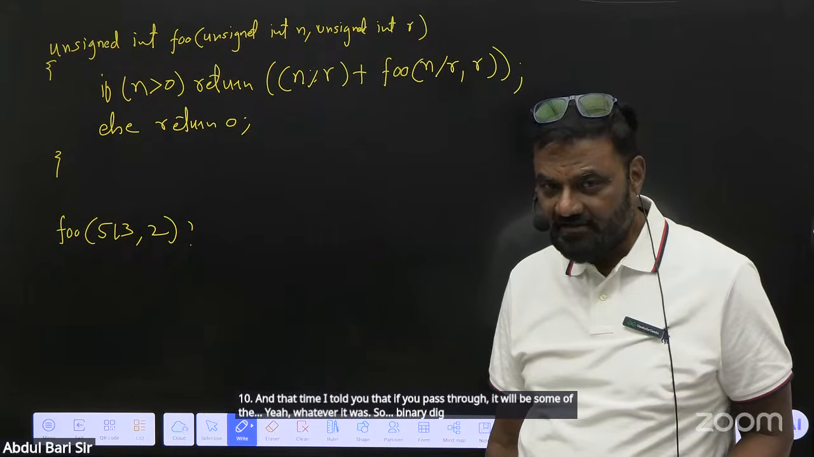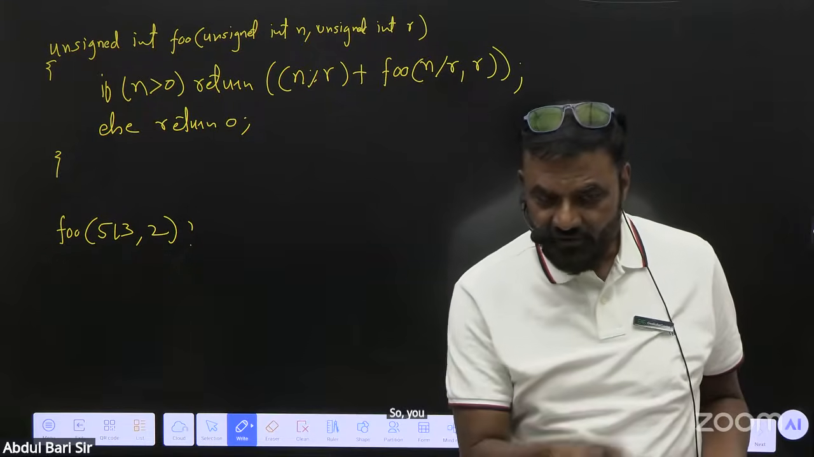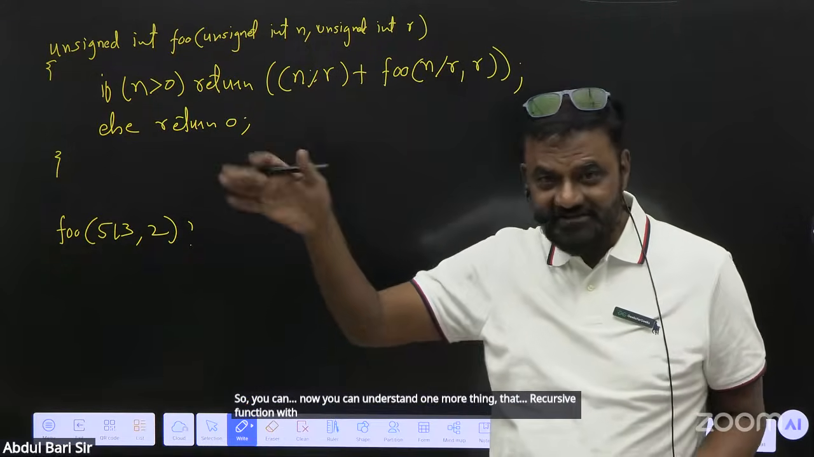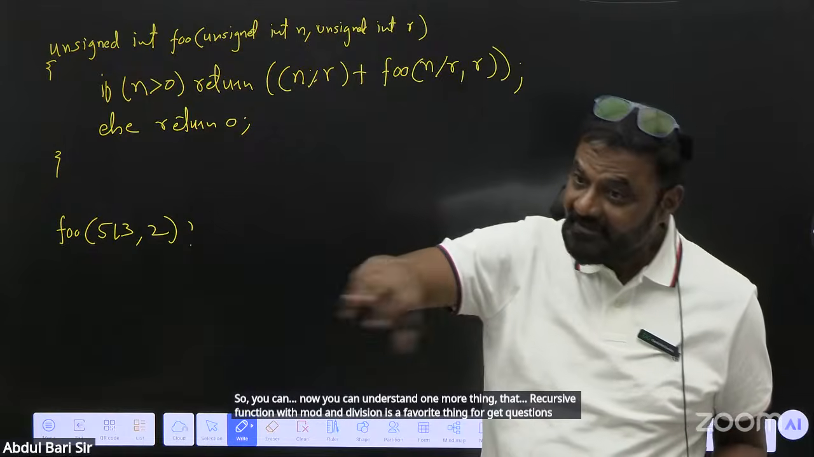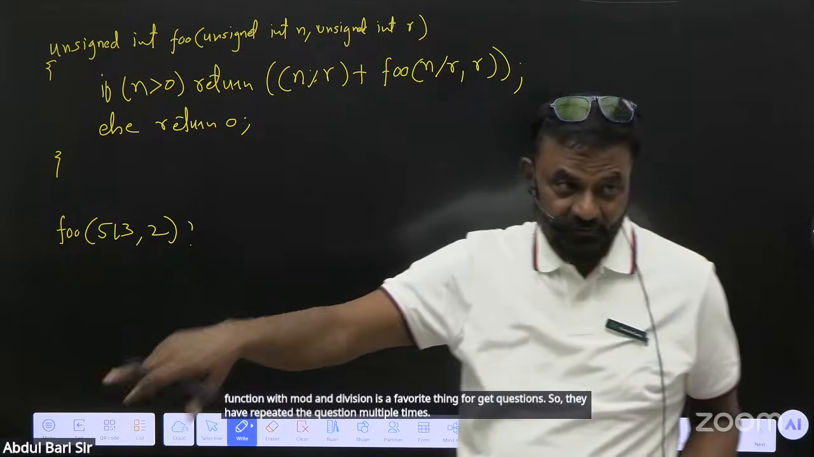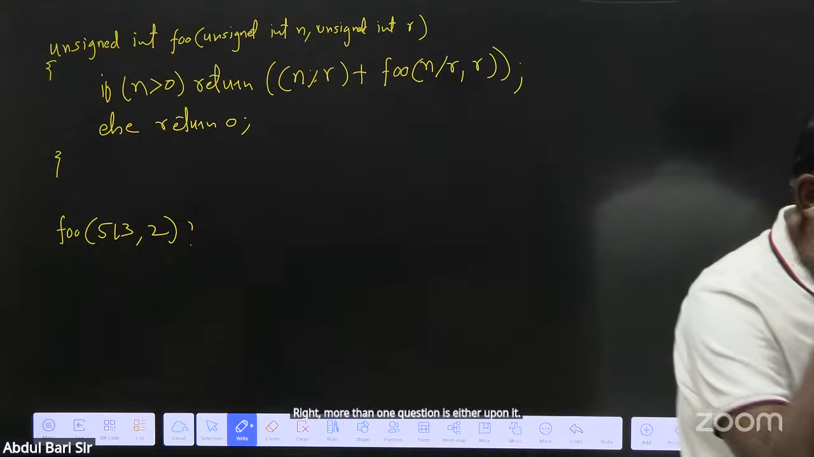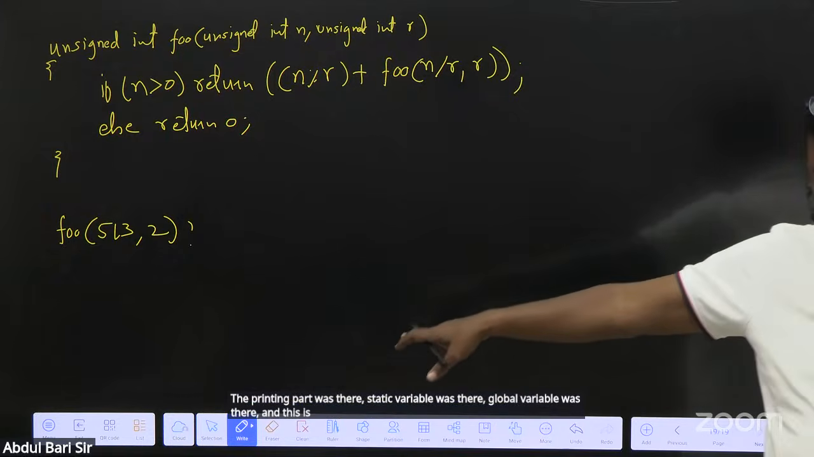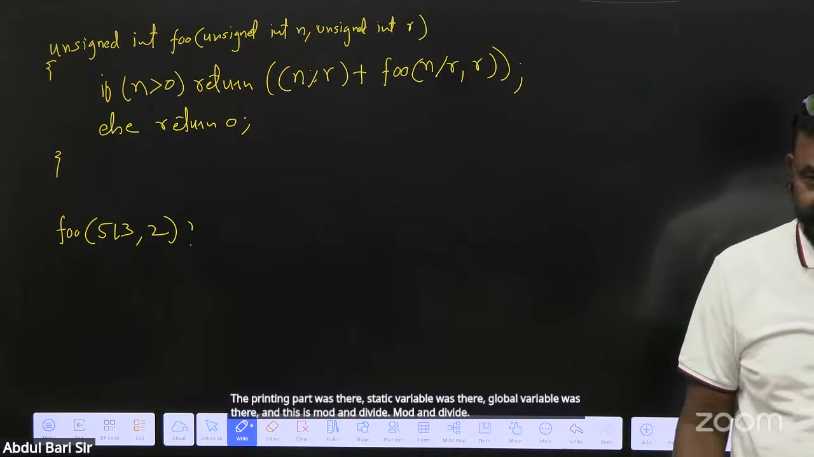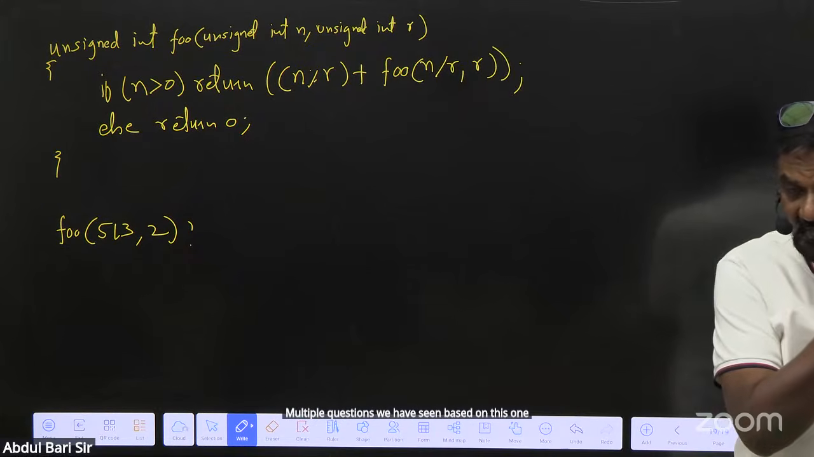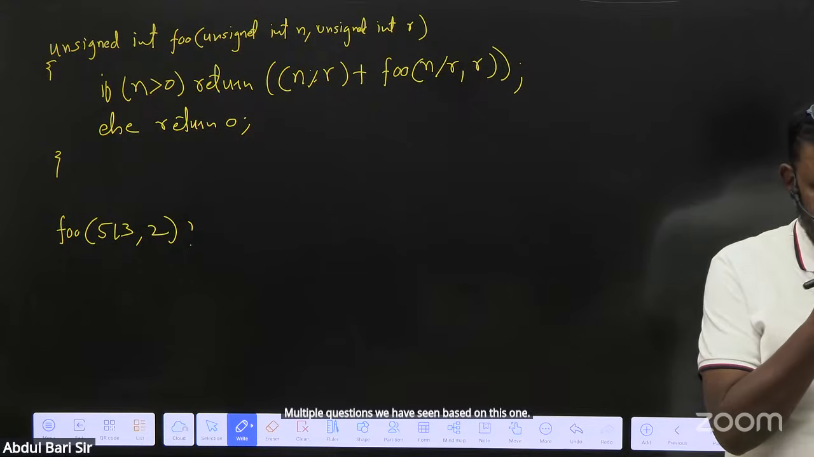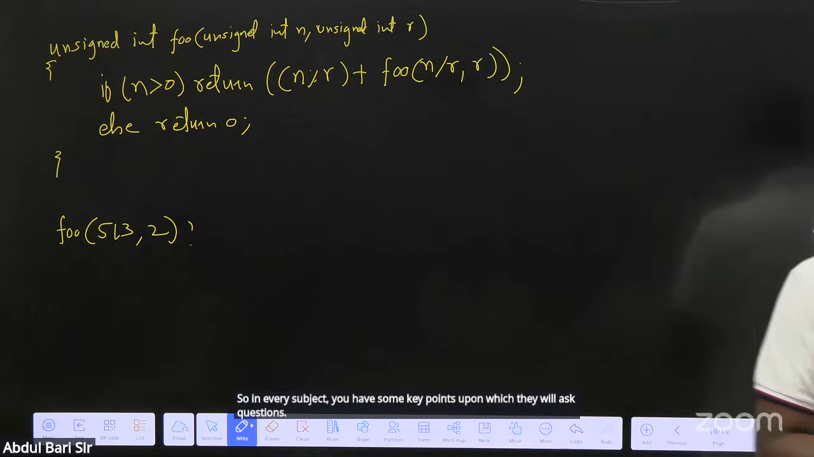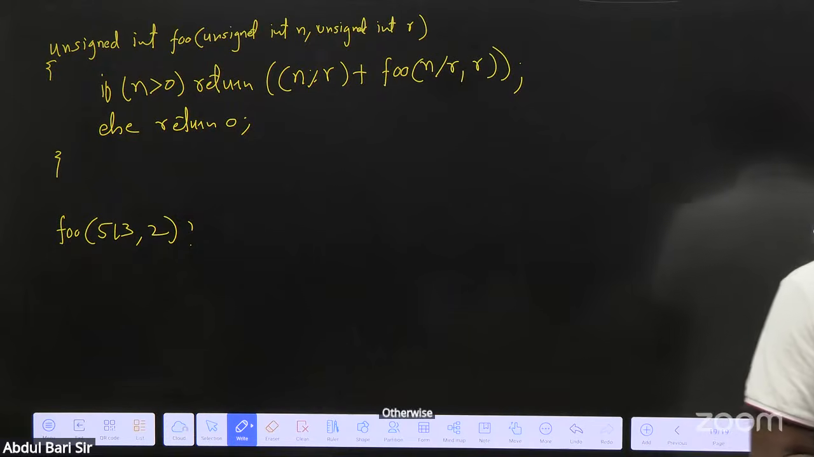Binary digits. So now you can understand one more thing, that a recursive function with mod and division is a favorite thing for GATE questions. They have repeated the question multiple times. More than one question is there on it. Printing part was there, static variable was there, global variable was there, and this is mod and divide. Multiple questions we have seen based on this one. So in every subject, you have some key points upon which they will ask questions. Otherwise, the question becomes very simple.